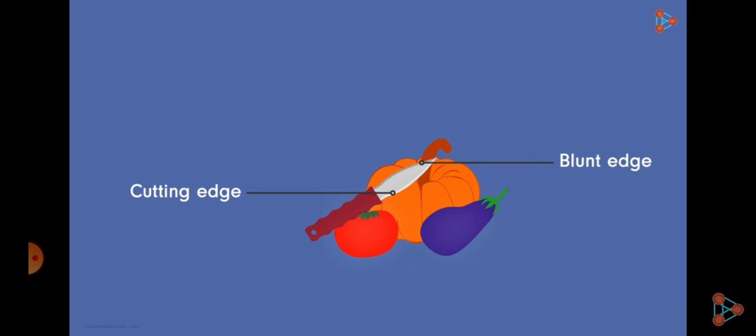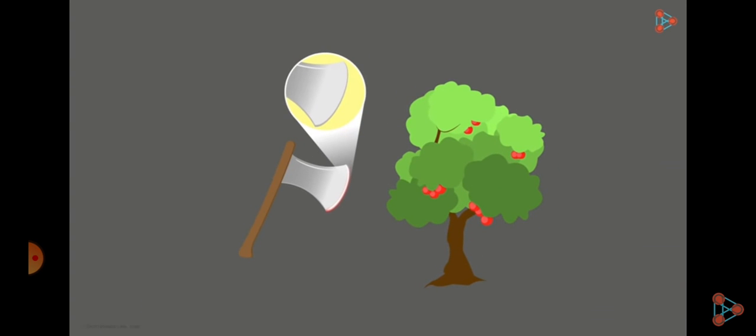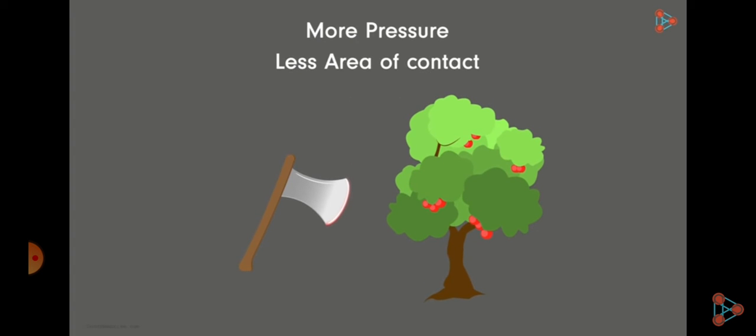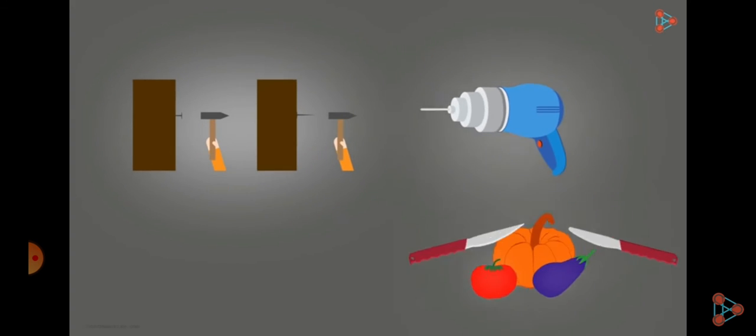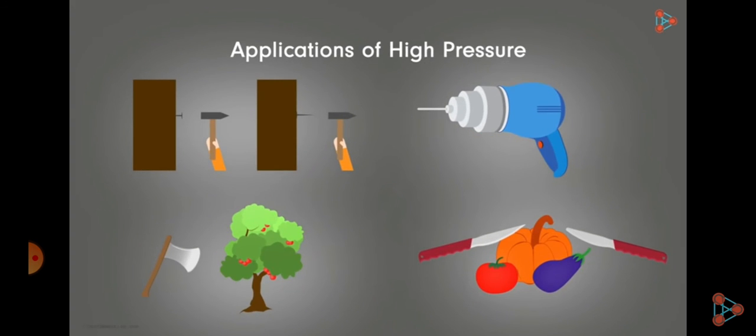So if you cut a vegetable with a cutting edge, the area of contact between the vegetable and the knife is greatly reduced. Hence, more pressure is applied on the vegetables using the cutting edge of the knife. Axes used to cut trees also have sharp cutting edges instead of blunt ones. It increases the pressure on the tree due to the less area of contact. The examples that we've seen so far are applications of high pressure. It's about how high pressure is useful to us in some cases. But it is not always the case. There are situations where we require low pressure. Let us see some applications or advantages of low pressure.